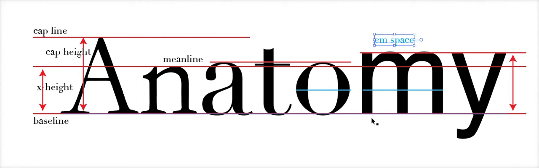So these are the identifiers that help you then identify the characteristics and the anatomy of the actual letter forms themselves, in the given aspects and pieces of the characteristics of each of those.